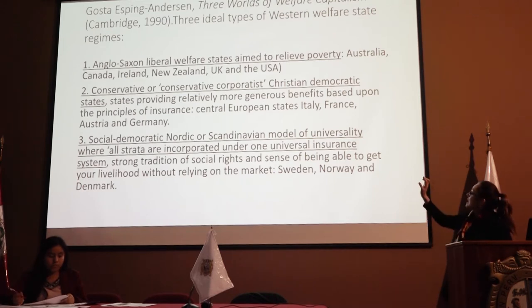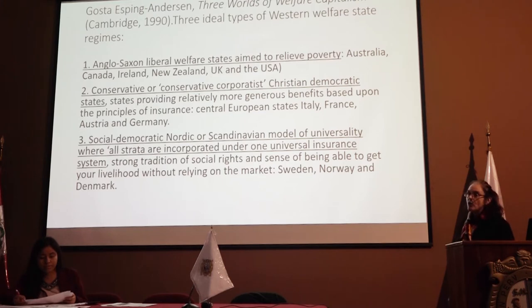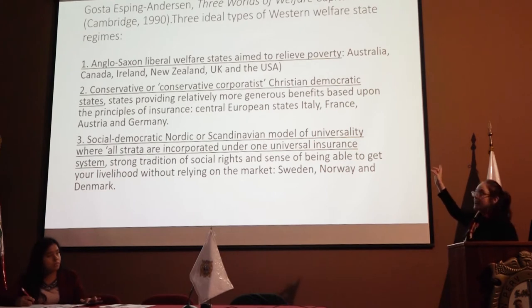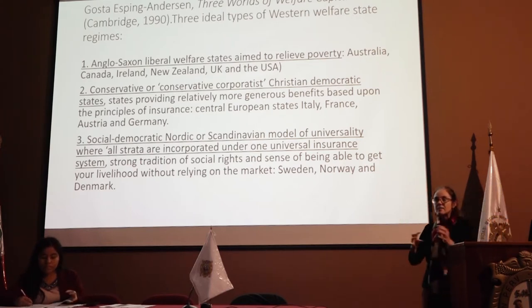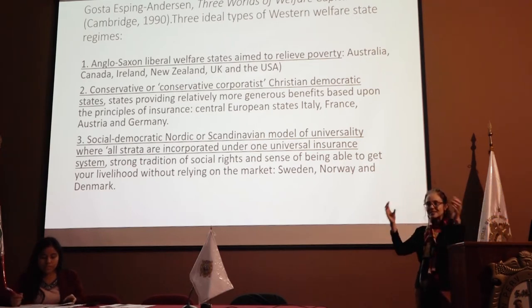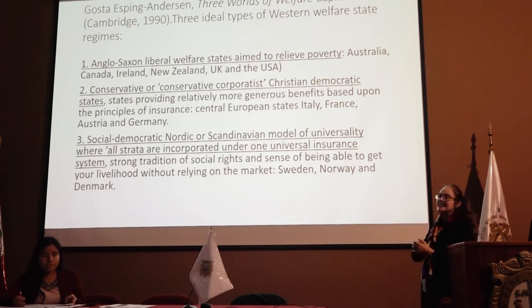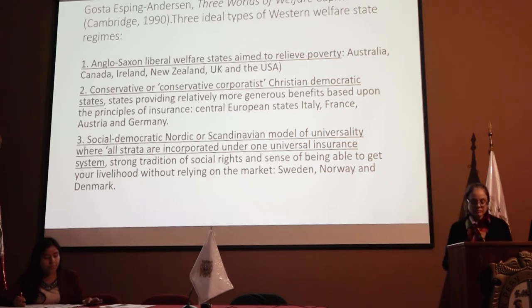So he characterized the countries that had that kind of welfare history into the 1990s when he was analyzing it. And he said that Australia, Canada, Ireland, New Zealand, the UK, and the USA all had the same kind of welfare state, and therefore it was an Anglo-Saxon liberal welfare state. So that was one kind.